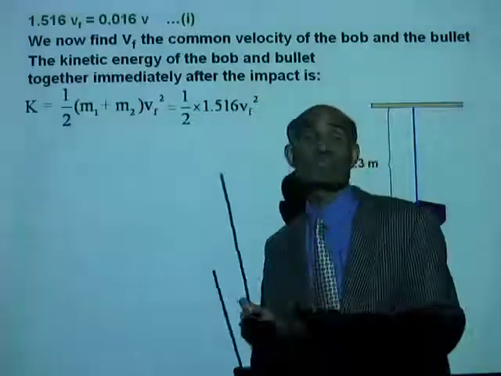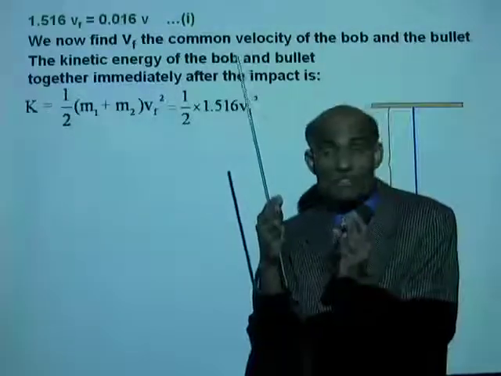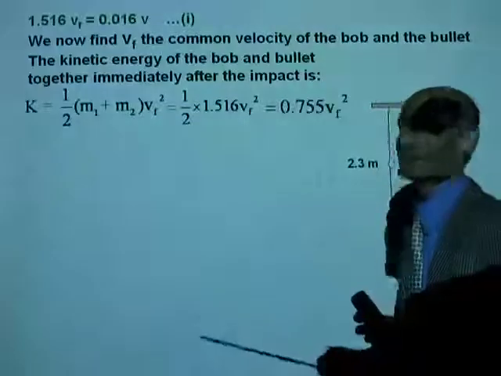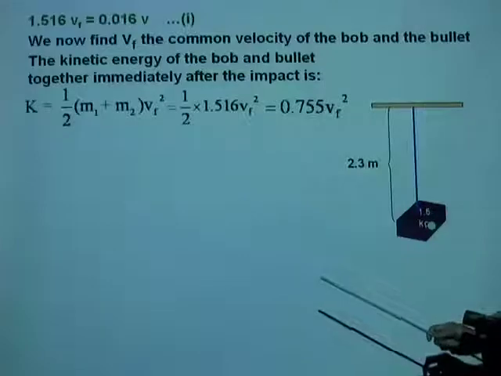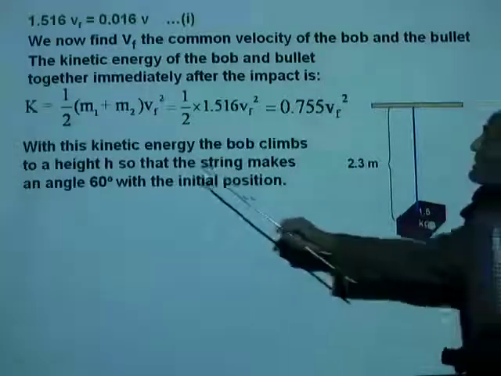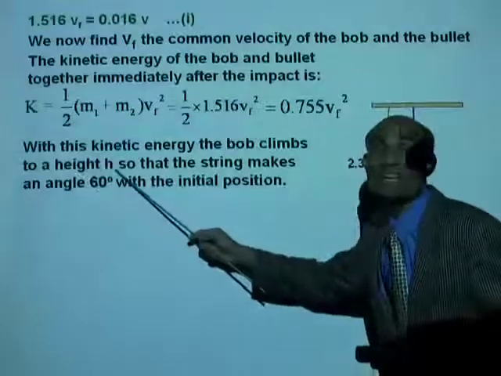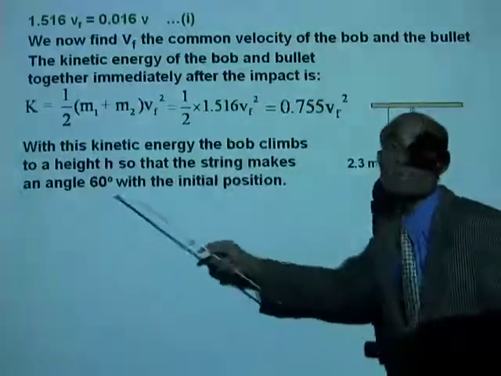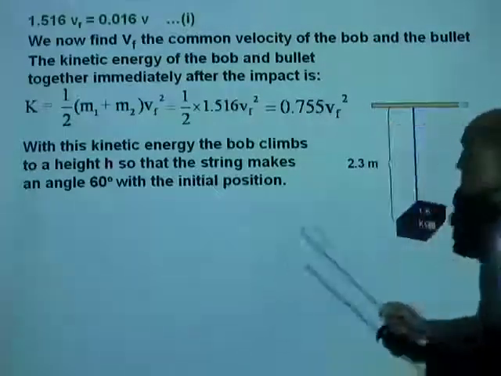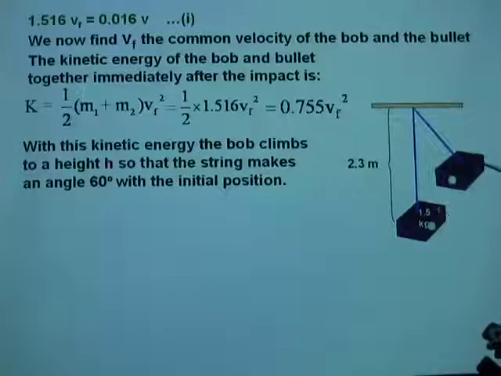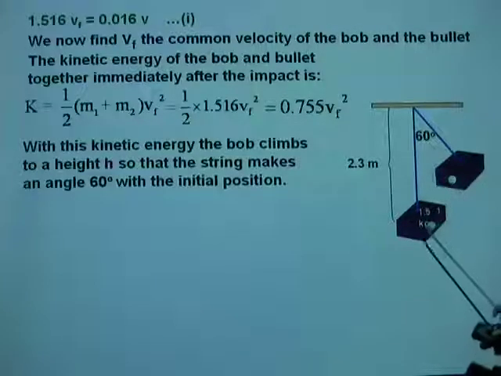1.516 Vf squared. This is the kinetic energy of the system immediately after impact. And that is 0.755 Vf squared. What happens after impact? With this kinetic energy, the bob climbs to a height h so that the string makes an angle of 60 degrees with the initial position, as I demonstrated to you. So this is now going to rise so that the string now makes an angle of 60 degrees.